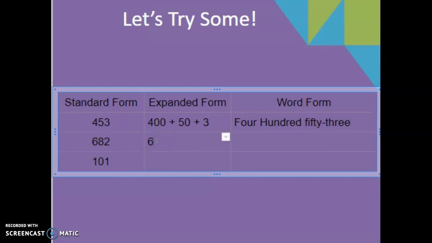So we know expanded that 6 is in the hundreds place. I know that 8 is in the tens place, so that's 80. And then the 2 is in the ones. Now, I'm going to write this one just like we said it, 682.